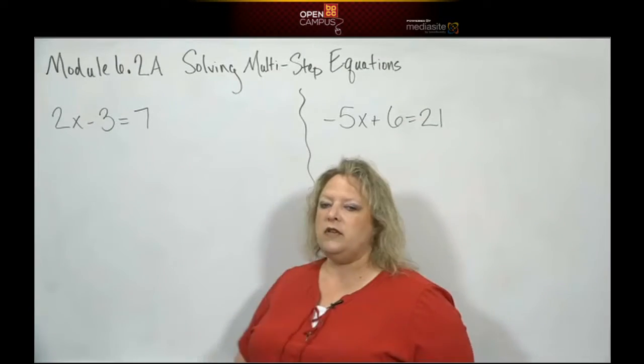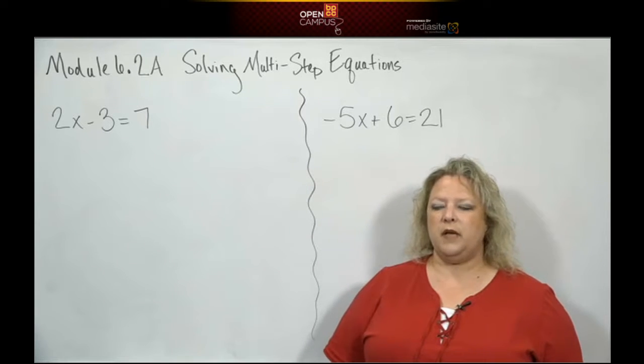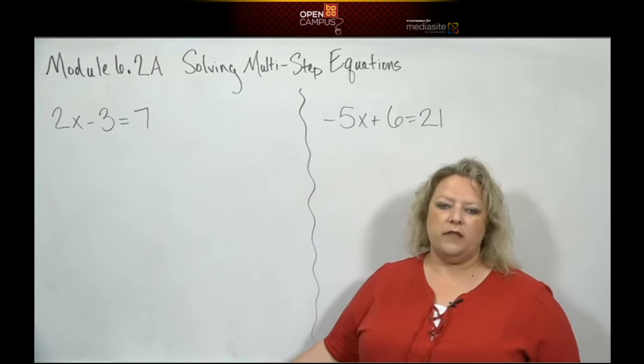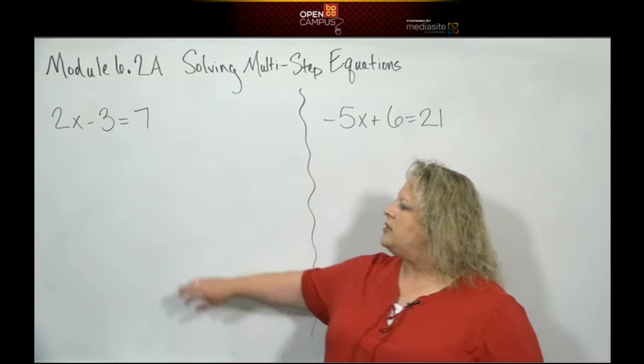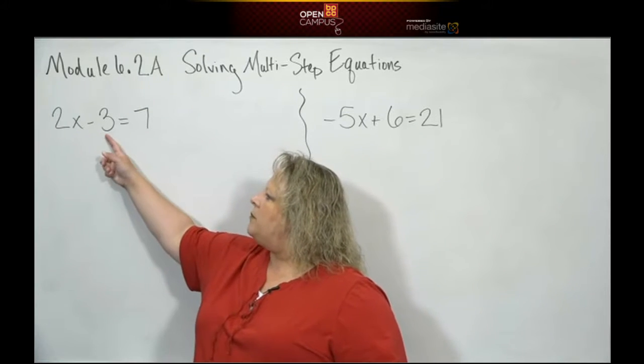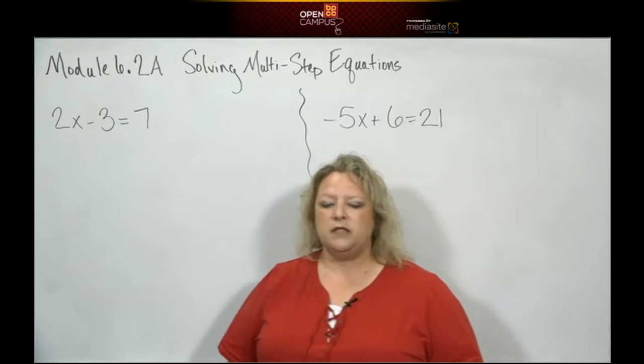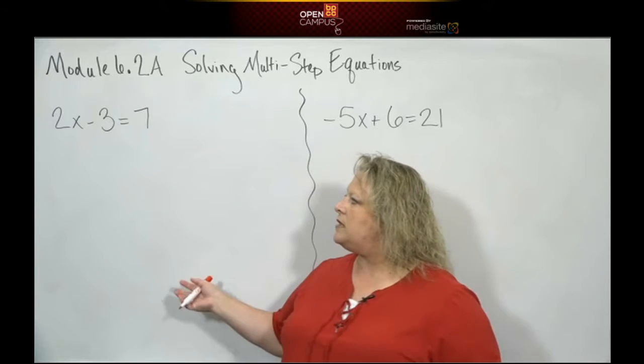All right, so now I have some multi-step equations. Really, we call these 2 steps because in 2 steps you can get your answer. So let's look at our first equation: 2x minus 3 is equal to 7. So I want to make sure, what is the first thing that I want to do?